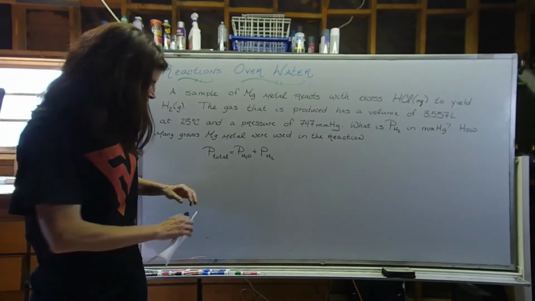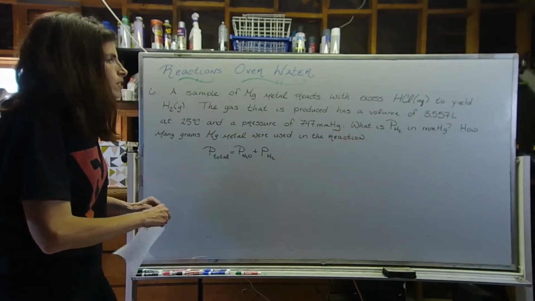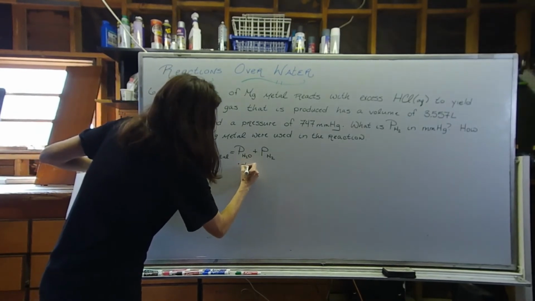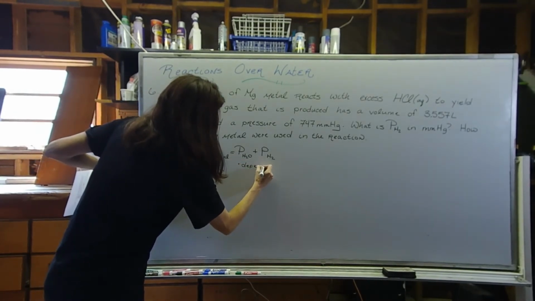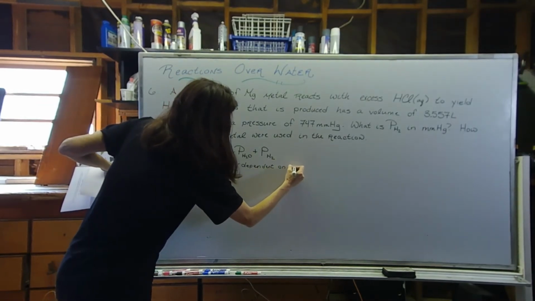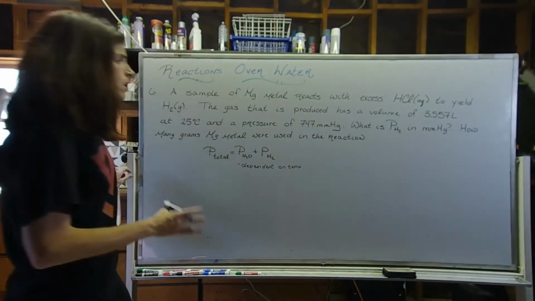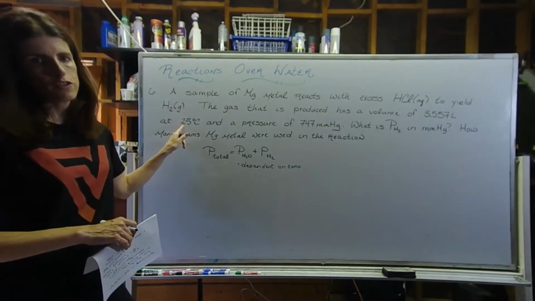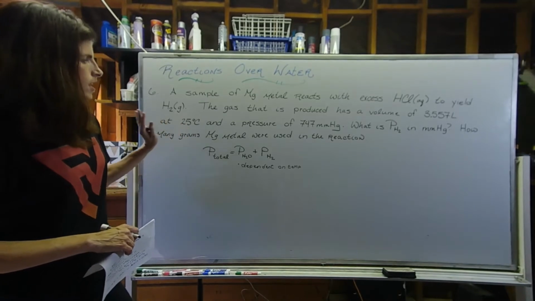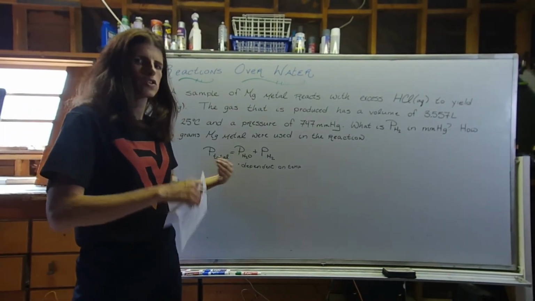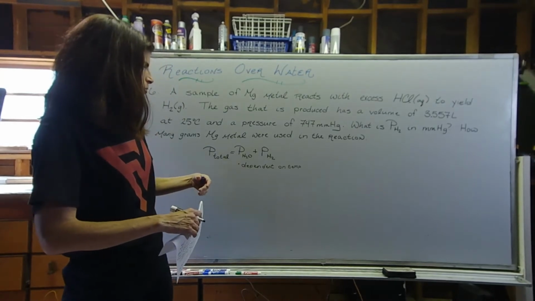the partial pressure of the water is going to be a function of the temperature. So dependent upon the temperature. And we'll use the table then to figure out the partial pressure of water at 25 degrees Celsius. In addition, we're going to use Dalton's law of partial pressures. This is just another example of Dalton's law of partial pressures.